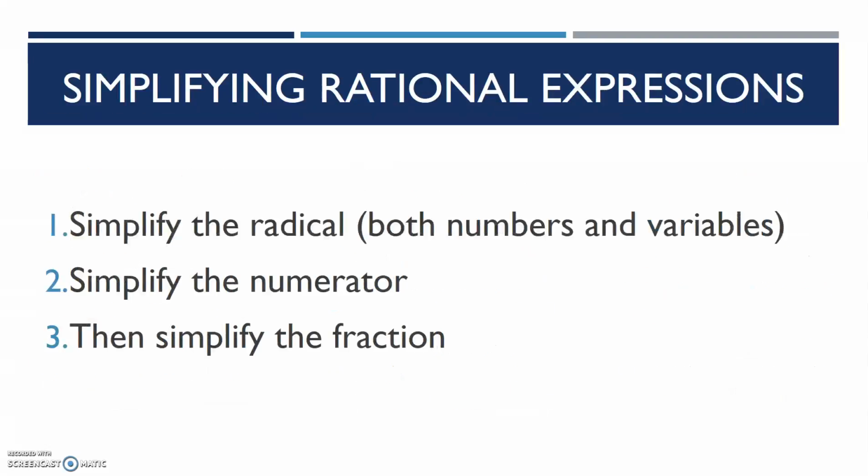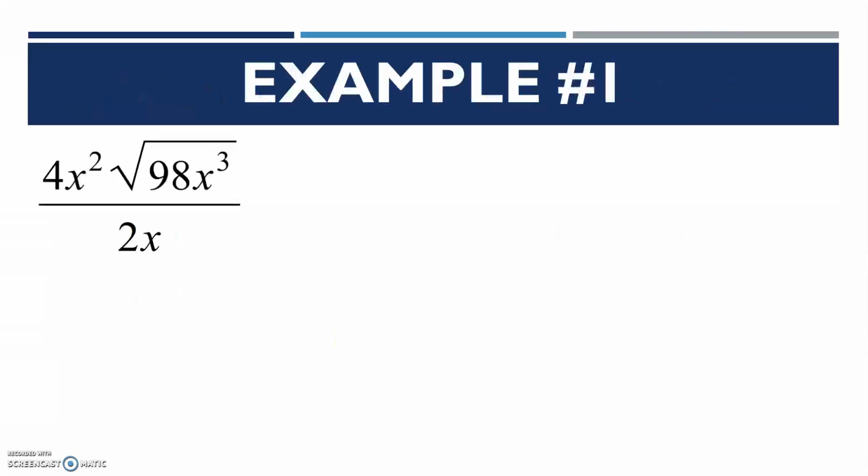So these are the steps you're going to do. Step number 1, simplify the radical. Step number 2, simplify the numerator. And step number 3, simplify the fraction. Remember, in step 1, we're going to do numbers and variables, and you can do it all at the same time. So let's see an example.